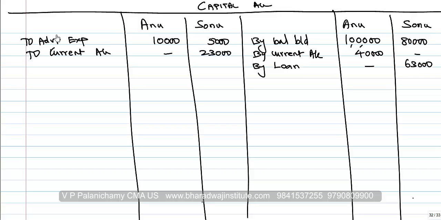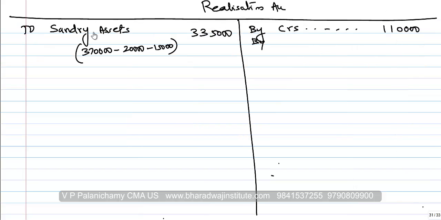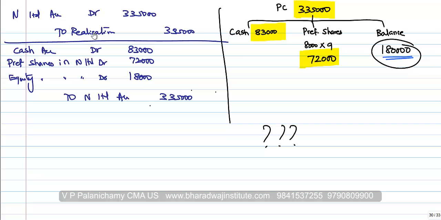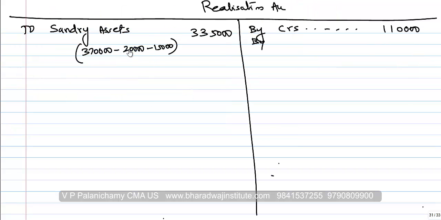Then, pay attention. Now, I request you to listen for 2-3 minutes, then you can continue. How will this first entry be posted? Unlimited account debit to which account? Realization account. Unlimited account debit to realization account. It will come in the realization account by which account? Unlimited account.